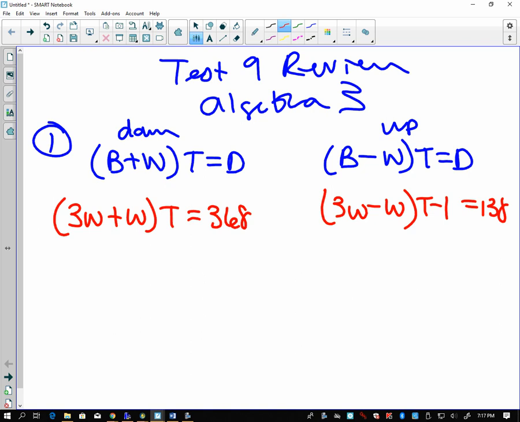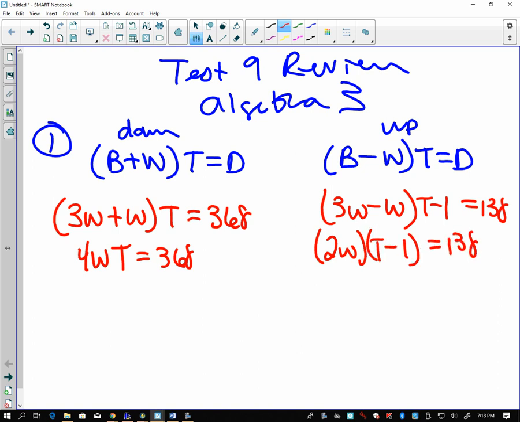All right, so you can start off over here on the left. 3W plus W is 4W. You could even go so far as to say 4WT equals 368, because we can go ahead and multiply that by T. Over here, we're getting 2W times T minus 1. So we distribute it a little bit differently. We're getting 2WT minus 2W equals 138.